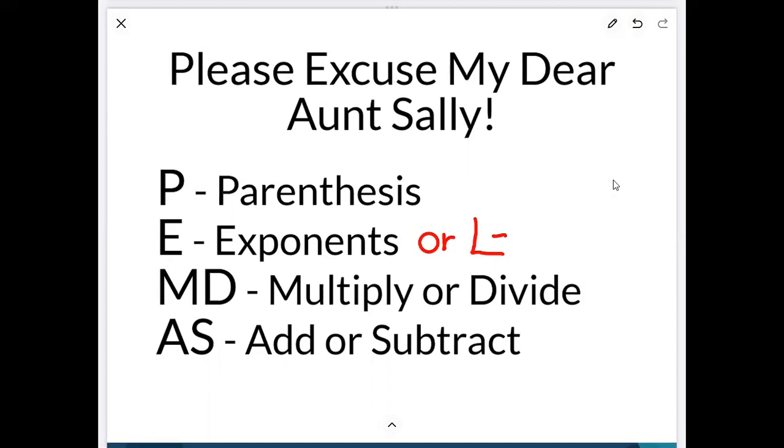It's basically an acronym. It says, please excuse my dear Aunt Sally. And the P stands for parentheses, the E stands for exponents, M stands for multiplication, D stands for division, A stands for addition, S stands for subtraction. Now I'm going to change it up slightly. I'm going to say, please excuse Larry, my dear Aunt Sally. All right, so I'm going to put that in here.